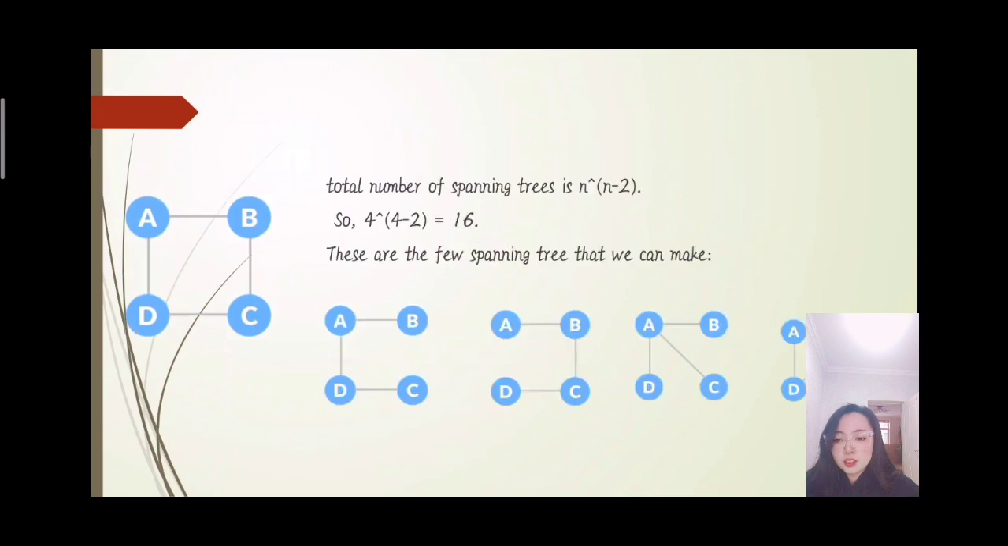However, the spanning tree has many forms. The total number of spanning trees is n to the power of n minus 2. So the total number of spanning trees is 4 to the power of 4 minus 2, which is equal to 16. There are a few spanning trees that we can make, like this one.